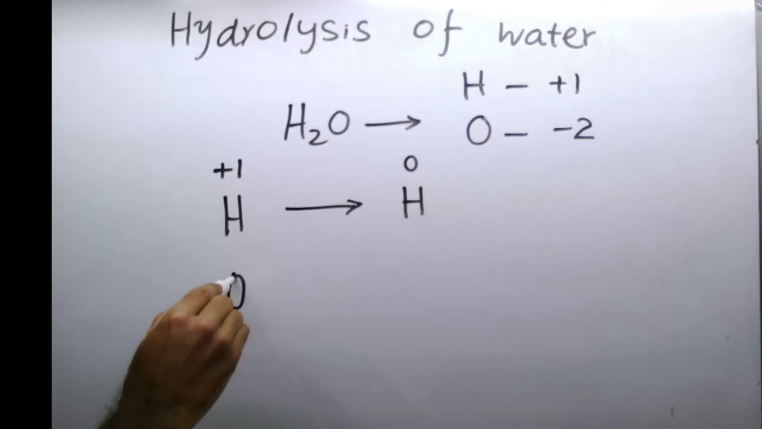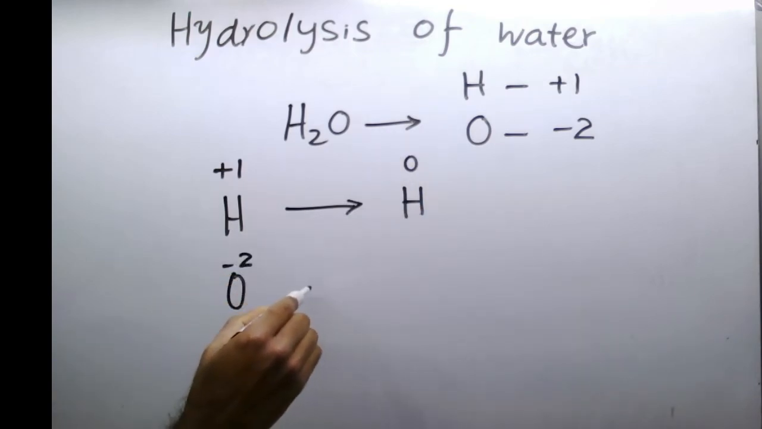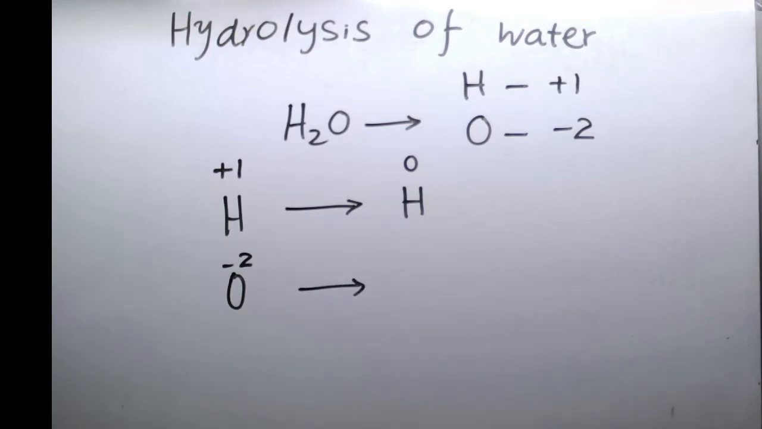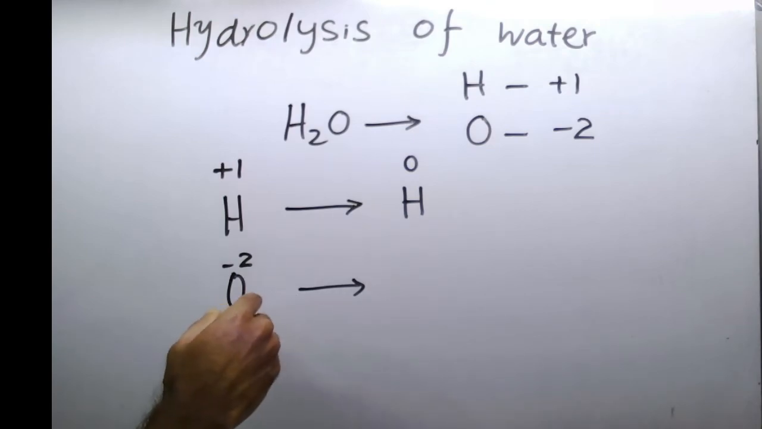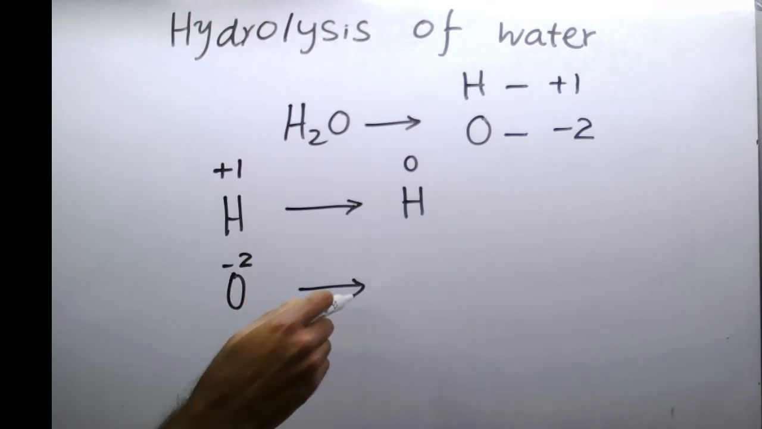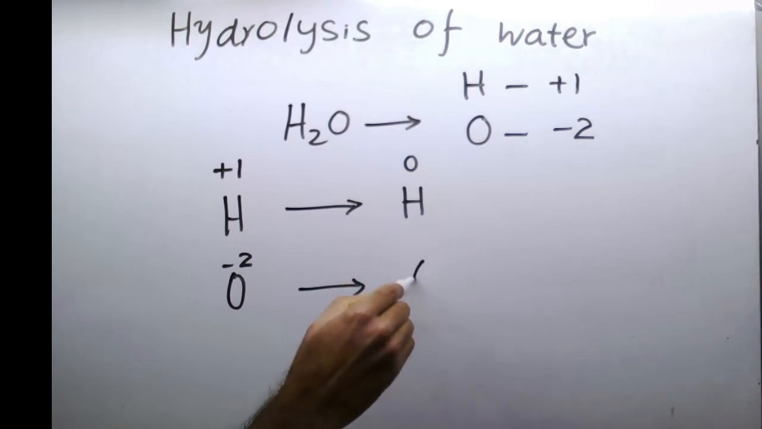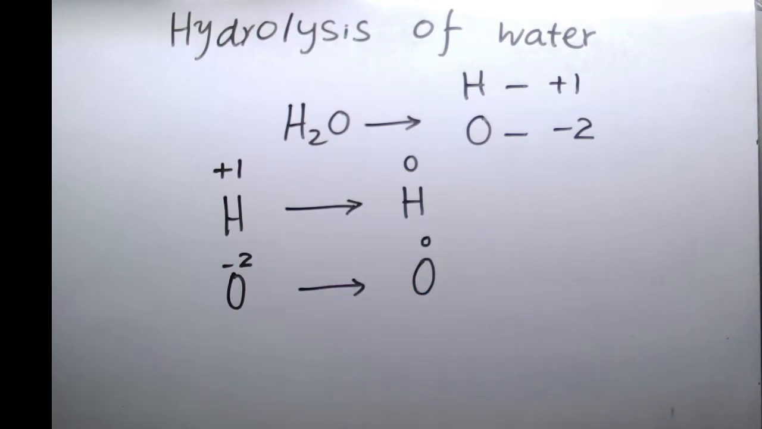Similarly, oxygen is in -2. It is in its lowest oxidation number, so it has to go to a higher number. That means oxygen should undergo oxidation. Again, the most stable higher oxidation number is 0, and oxygen will oxidize to the 0 oxidation state.